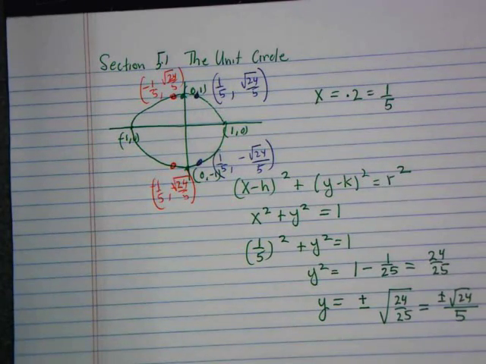So there's how you can generate points on the unit circle. You could pick an x number, or you could pick a y number. Really wouldn't matter too much. And you would generate 4 points very quickly.